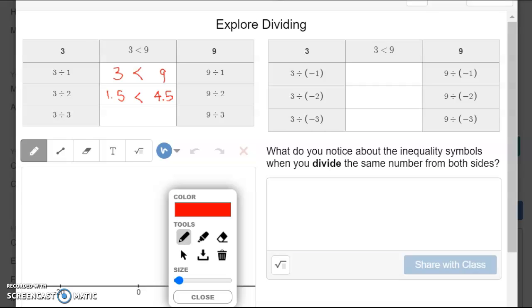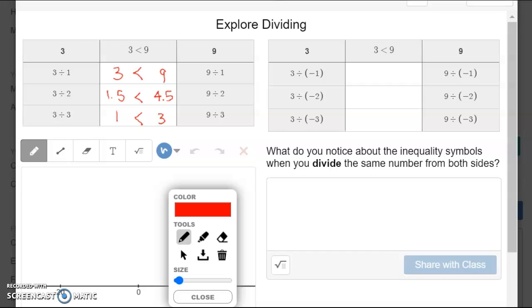What about 3 divided by 3? That's going to be 1. 9 divided by 3 is 3. And 3 is the bigger number. Notice what happens to the inequality sign when you are dividing by a positive number. The inequality sign stays the same.